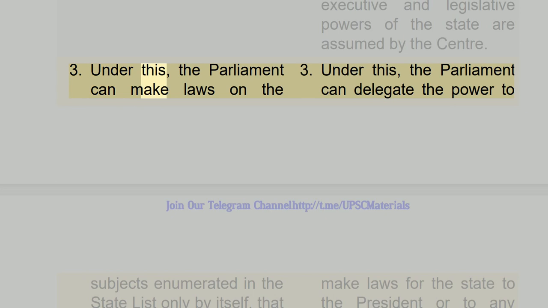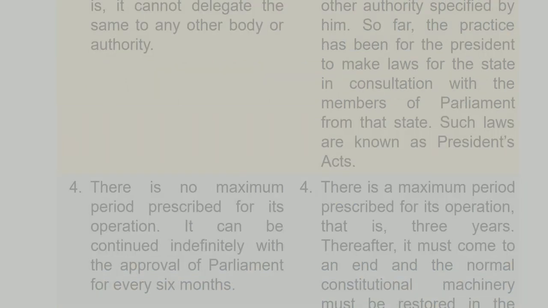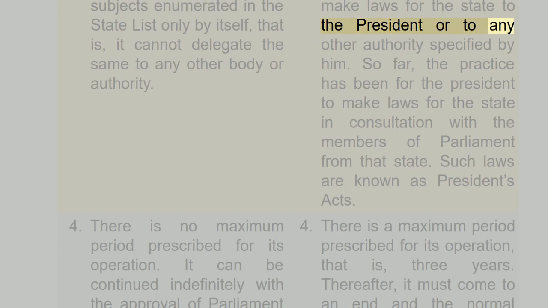3. Under this, the parliament can make laws on the subjects enumerated in the state list. 3. Under this, the parliament can delegate the power to make laws for the state to the president or to any other authority specified by him. Under the first, the parliament can make laws only by itself, that is, it cannot delegate the same to any other body or authority. So far, the practice has been for the president to make laws for the state in consultation with the members of parliament from that state. Such laws are known as President's Acts.